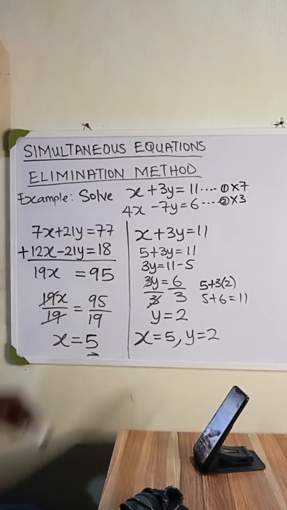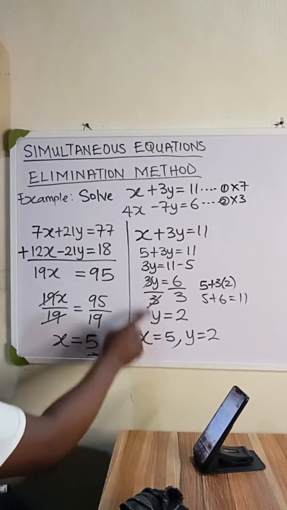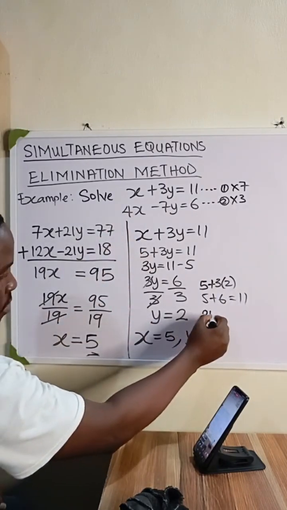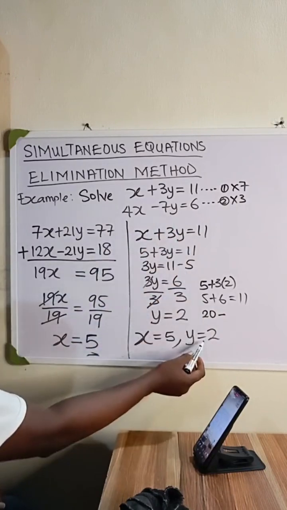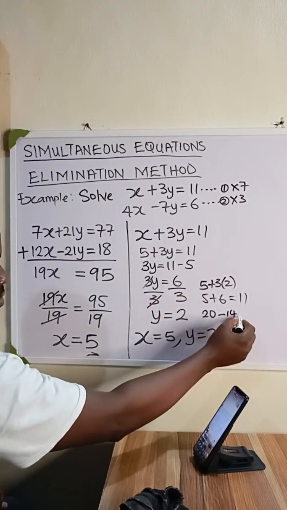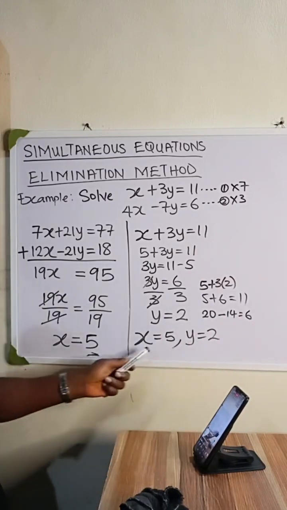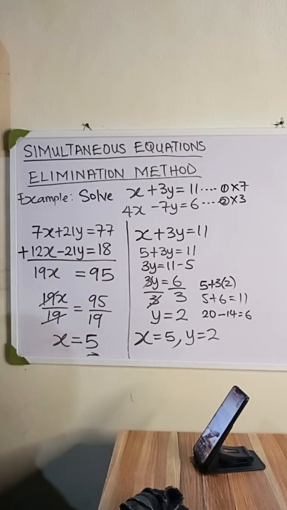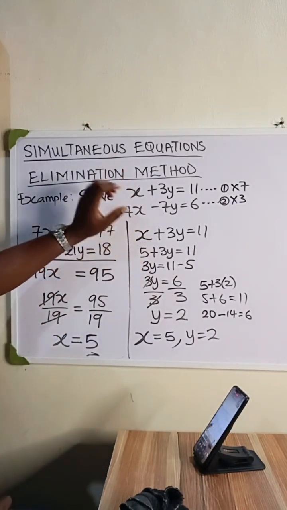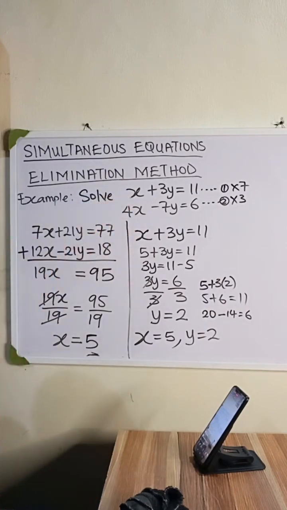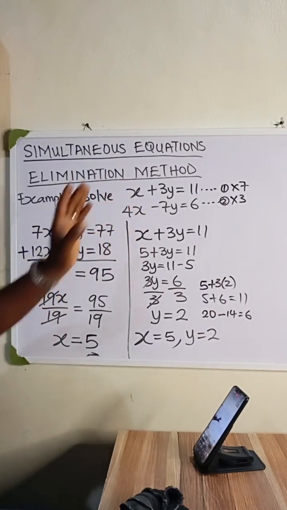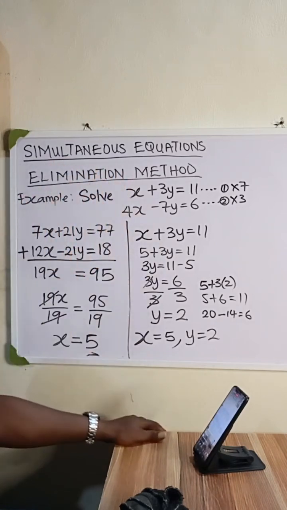So if you apply that into equation 2, x is equal to 5, so 4 times 5 will give us 20, minus y is equal to 2, 7 times 2 will give us 14, 20 minus 14 will give us 6. That shows that this answer is also accurate in equation 2. So if it is valid in one equation but not valid in the other equation, that means your answer is not correct. So to confirm that your answer is correct, it must be valid for the two equations. Okay.